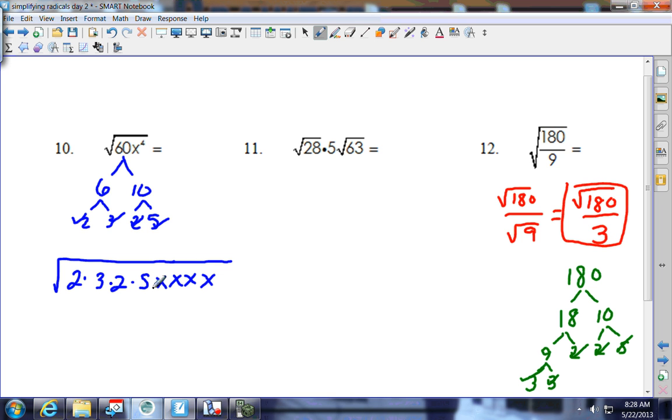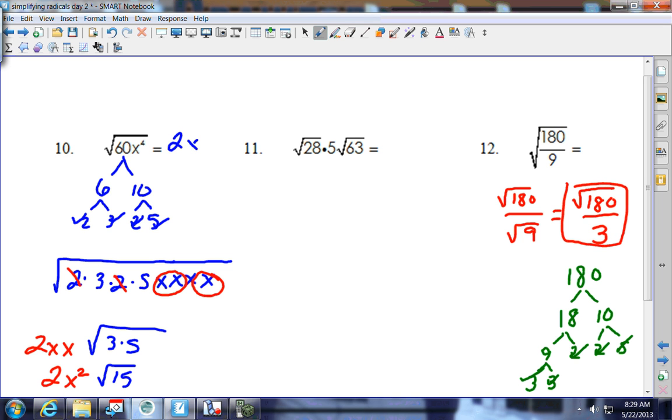Now let's find our pairs to go outside our square root sign. Well, I've got a 2 and a 2, so that goes outside. The 3 and the 5 stay inside. I've got x's. All right, so now outside here I have 2x squared, and then it's going to be the square root of 15. So that's your answer, 2x squared, the square root of 15.